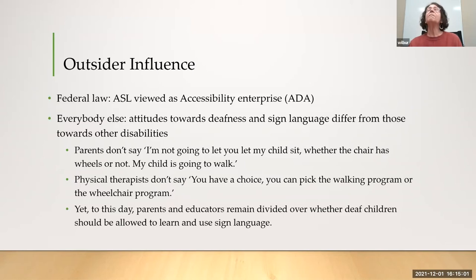Yet to this day, parents and educators remain divided over whether deaf children should be allowed to learn and use sign language. And I know that some of our own people here on campus have had experience with clients coming in and saying, you're not gonna let my kid do that or my grandkid do that.